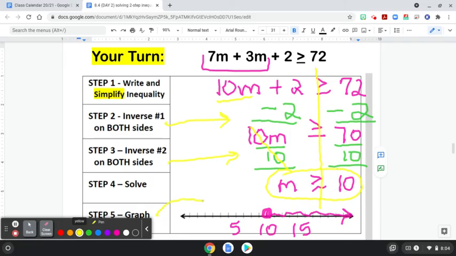Your graph should have been start at 10, closed circle because it is equal to 10, and then head to the right where the numbers that are bigger than 10 exist.